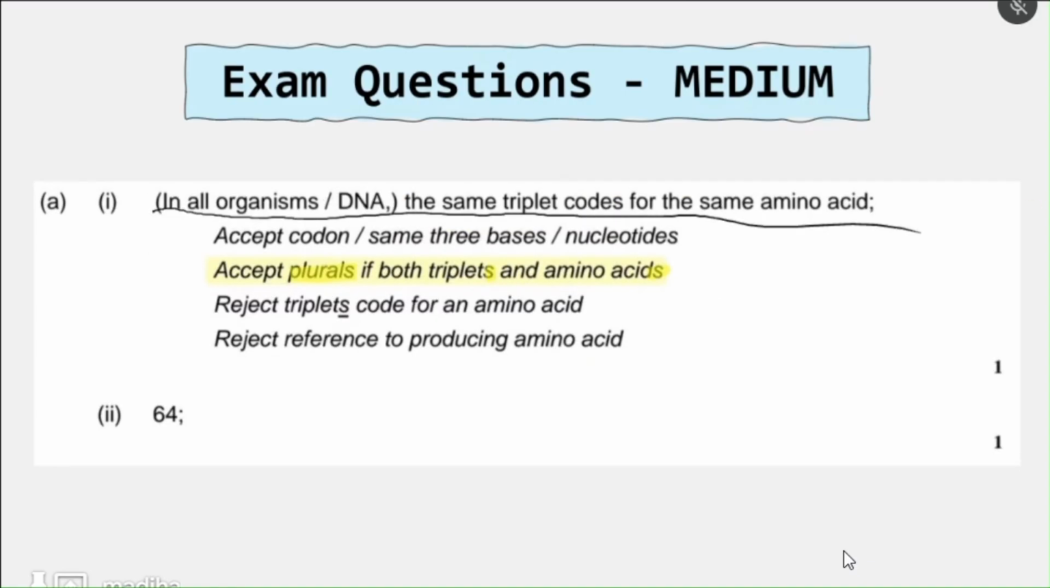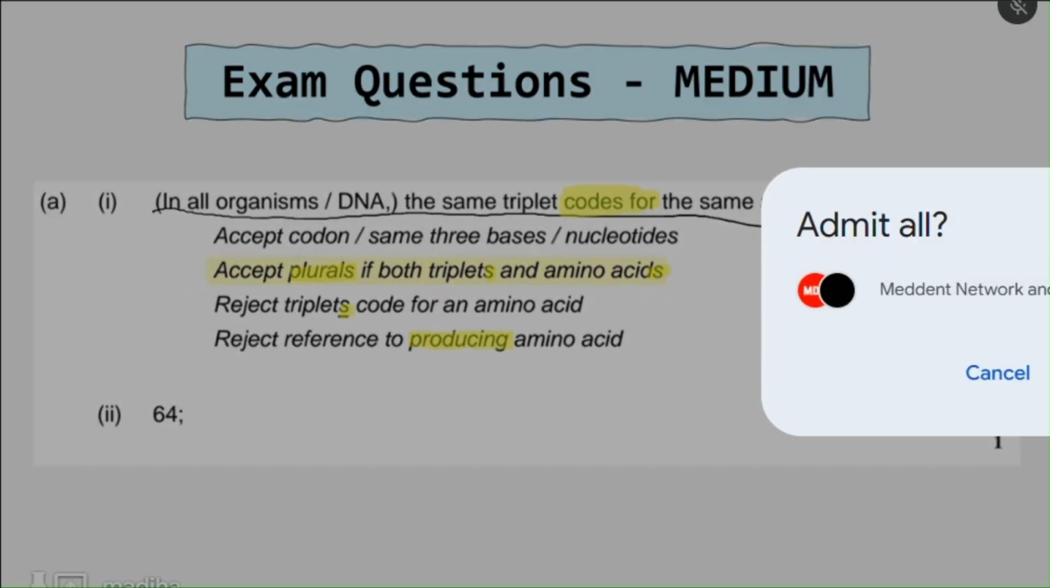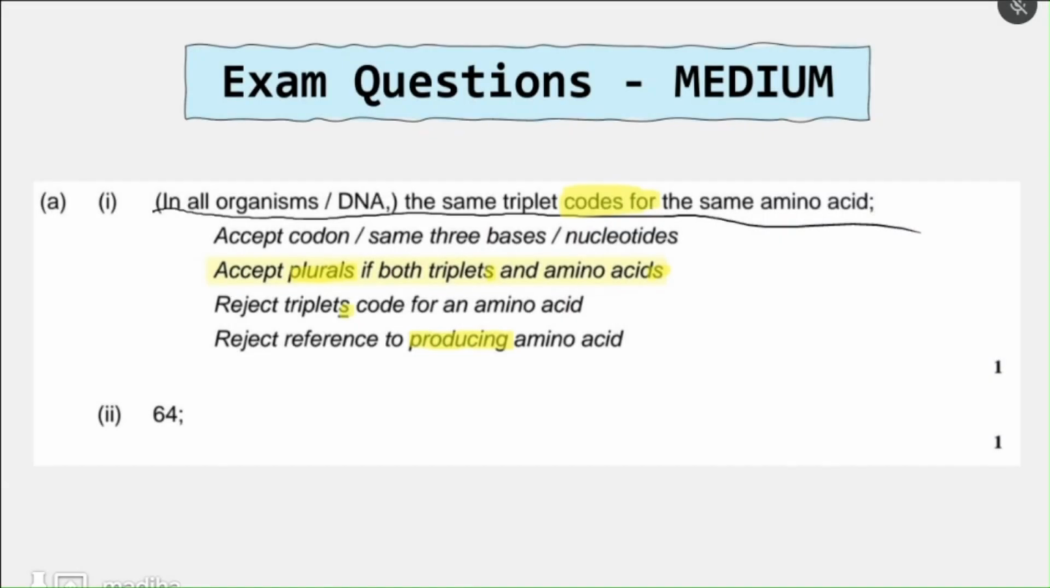So make sure that you're doing this. And again, remember when I was saying it codes for? I was being so adamant about this because they're rejecting if you write producing, because technically it's not right. They don't produce anything, they just code for. So essentially that is that.